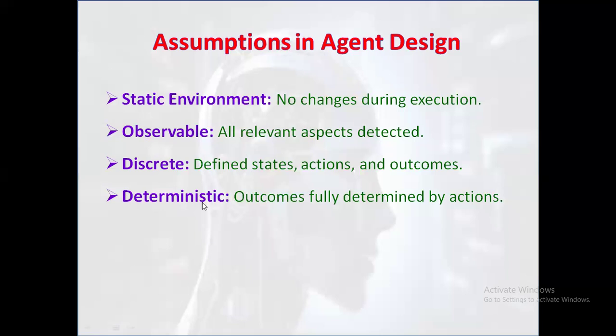Next, the agent is deterministic. In a deterministic environment, the outcomes of the agent's actions are predictable, not random. It is a predictable environment. There is no randomness or uncertainty, meaning the agent can accurately predict the result of each action it takes.